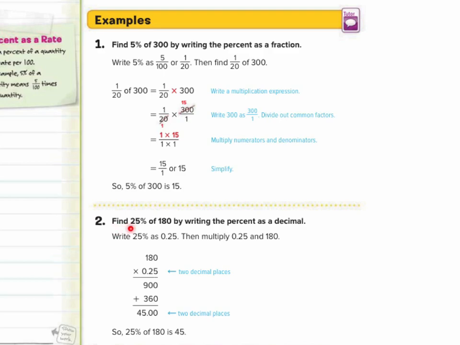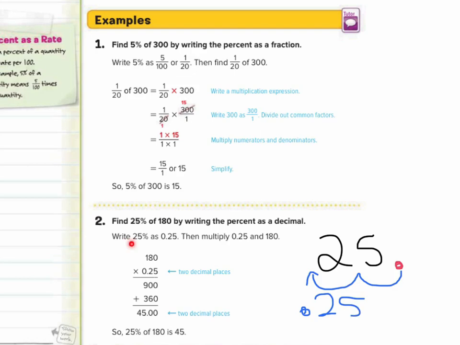You could also find 25% of 180 by writing the percent as a decimal. And to take a percent, such as 25%, into a decimal, all we have to do is move our decimal point back 2 spots to the left, and it turns it into 0.25, which is what they used here, 25% as 0.25, or 25 hundredths. And then we multiplied. After multiplying, they got the answer of 45. So 25% of 180 is 45.